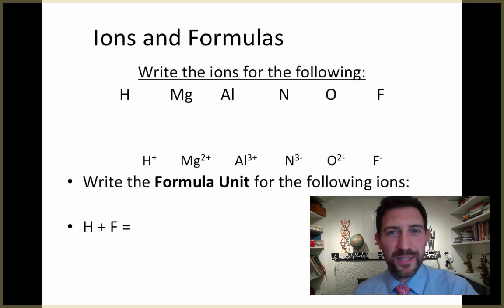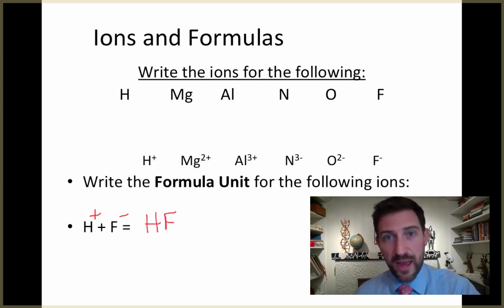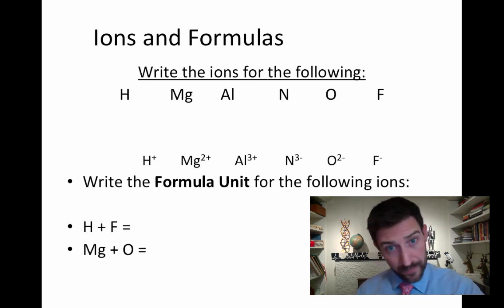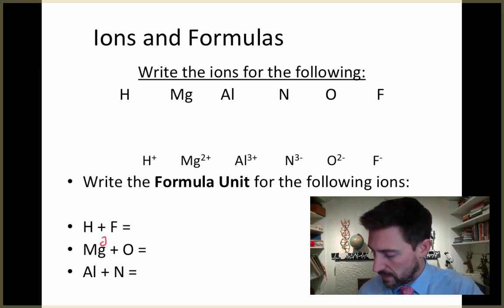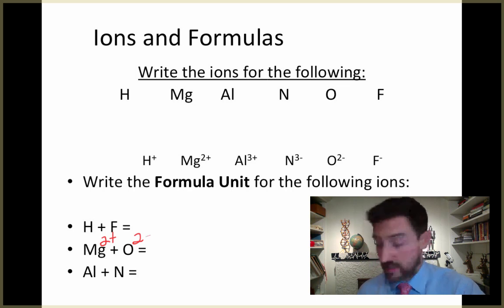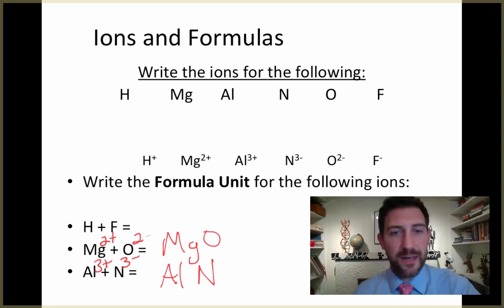Now we can start to put these together. Hydrogen had a positive charge and fluorine had a negative charge. Those balance each other out, which means I get HF, which would be hydrogen fluoride, but it's actually hydrofluoric acid. We'll learn more about that later. Next one, magnesium, we looked that up. It had a 2+ charge, and oxygen had a 2- charge. That's going to even out, which means we get MgO, magnesium oxide. Aluminum had a 3+ charge, and nitrogen, we decided, had a 3- charge, so we get AlN, aluminum nitride.